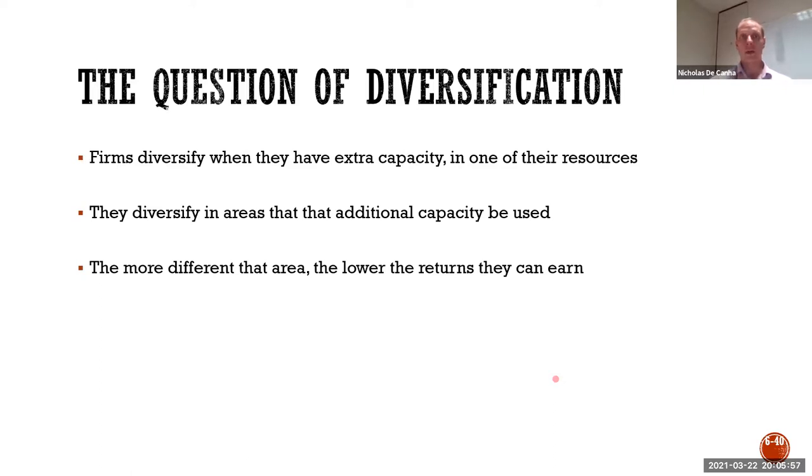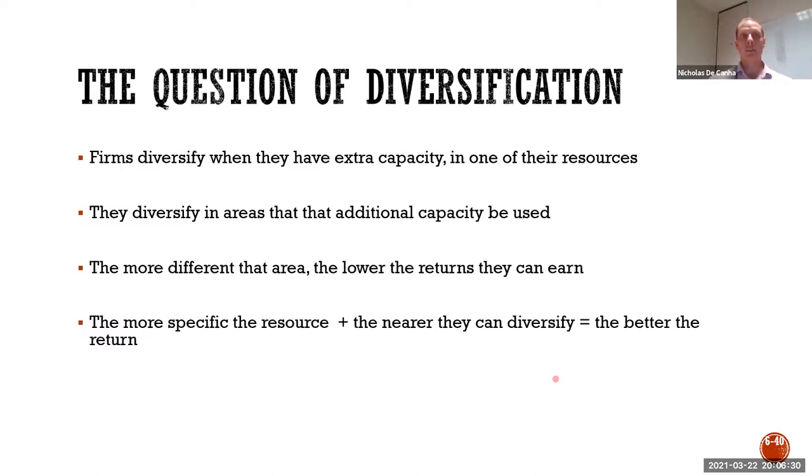The more different the area, the lower the returns that a firm can earn. So we spoke about resources being quite specific. The less imitable a resource is, the more specific it is in general. And you saw that graph which had cash and commodities, they can be used anywhere, but the returns that they can earn aren't particularly good, whereas your most specialized things are the least imitable, but they earn the best returns.